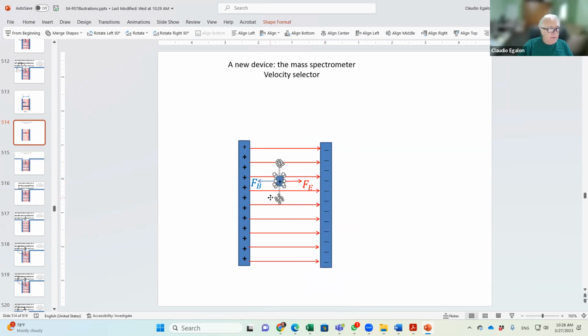The particle is initially at rest right here. There are ways of producing charged particles. Okay, the particle is initially at rest.